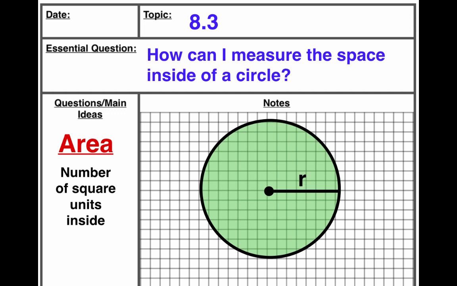And remember, if you can measure to the center of the circle, we call that the radius. That's the halfway point to the center. Well, using that radius, here is our magical formula. Area is equal to pi r squared.